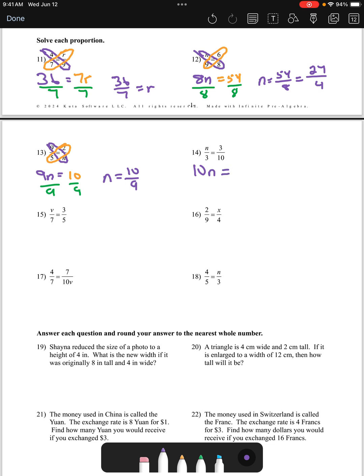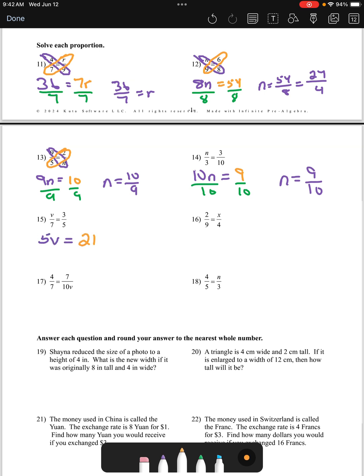In number 14, my down diagonal is 10n. My up diagonal, 3 times 3 is 9. To solve this one-step equation, we'll divide both sides by 10, and n is equal to 9/10. For 15, my down diagonal has v times 5, so that's 5v. My up diagonal of 7 times 3 is 21. We're going to divide both sides by 5, and the value of v is 21/5. I cannot simplify anything there.